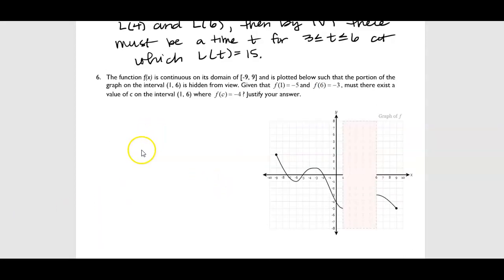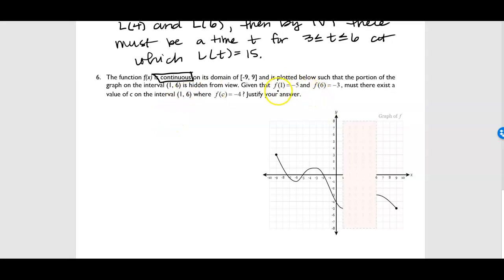This last problem is how you're going to see IVT on Delta Math, and so I wanted to go over it specifically. It's going to be kind of a drop-down menu. It's not going to give you all this information at first, but there are some things to look out for. In this problem, it tells me the function f is continuous on its domain from -9 to 9. So I see this graph, it's from -9 to 9. It is important that you look for this word continuous. If that word continuous is not there, you automatically cannot apply IVT.